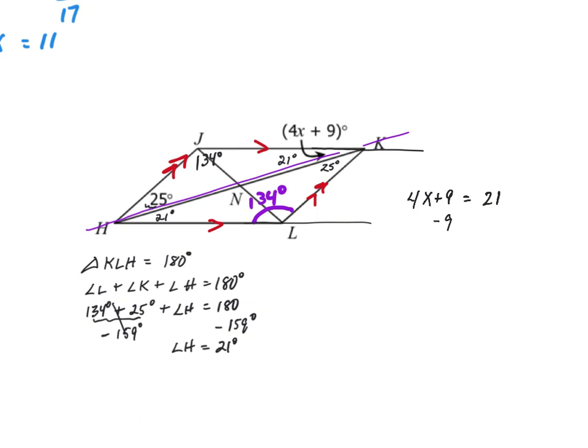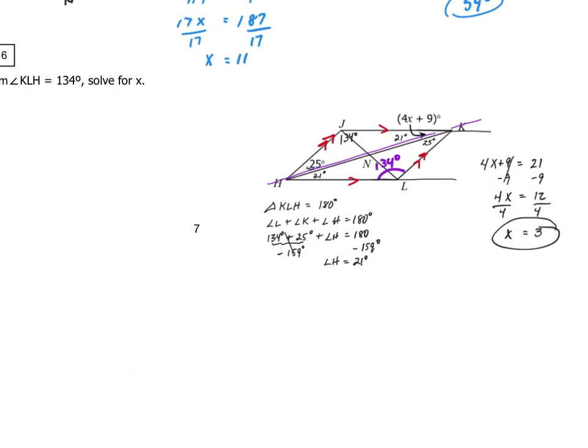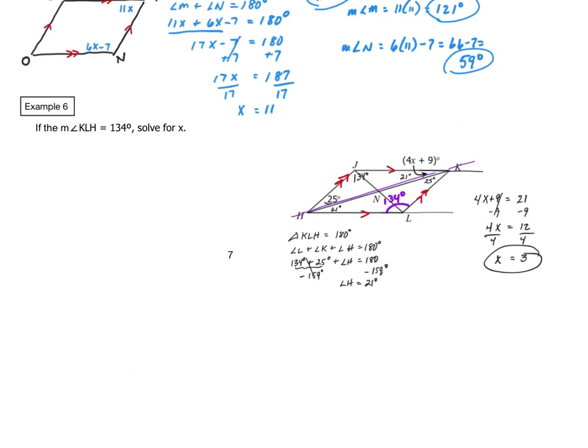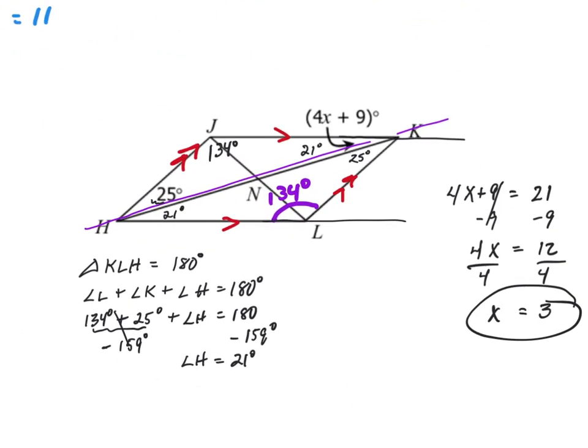I can subtract 9 from both sides to isolate my variable. That becomes 0. So I have 4x is equal to 12. Divide both sides by the coefficient, and x is equal to 3. Booyah! Look at that, I found 3. So I'll take it. X is equal to 3, and we were able to find out a whole bunch of stuff just because that was a parallelogram.